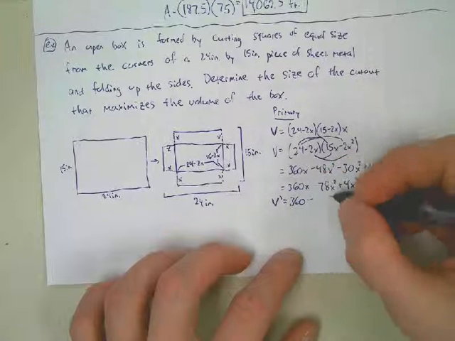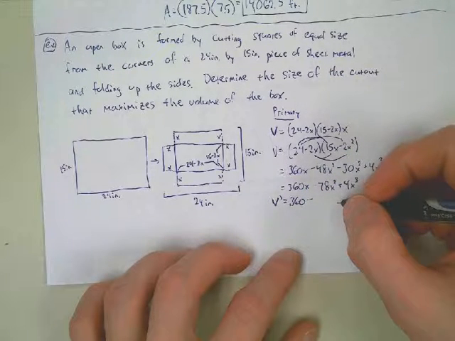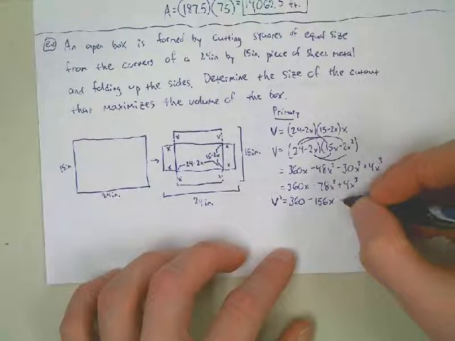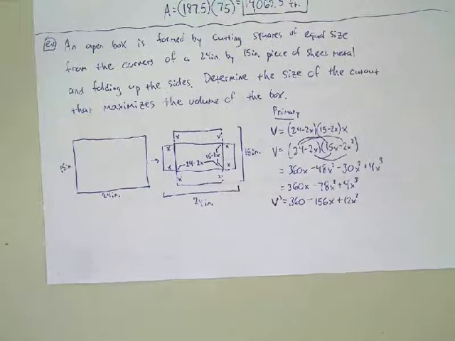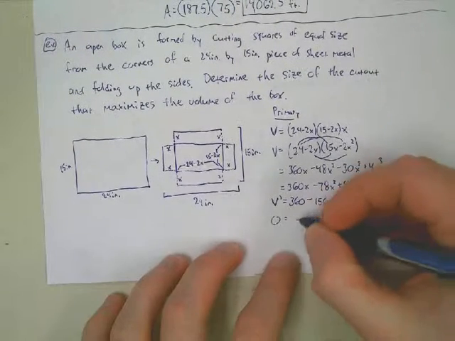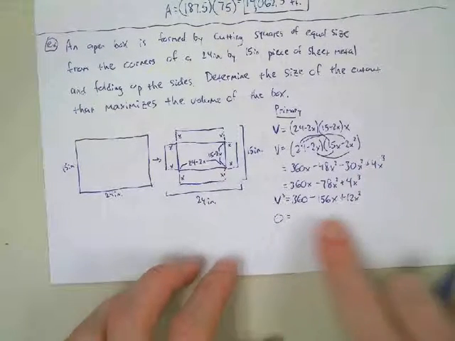Okay, so let's see here. 78 times 2 is 156x, and then plus 12x squared. Whew, and now we set that equal to 0, right? Is there anything we can do to help start simplifying this right-hand side?